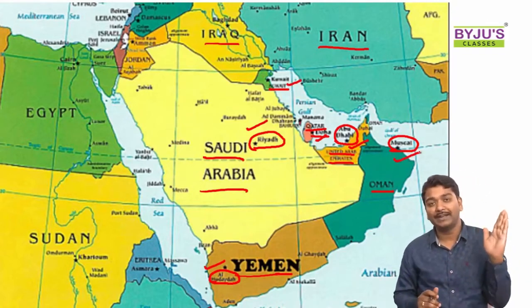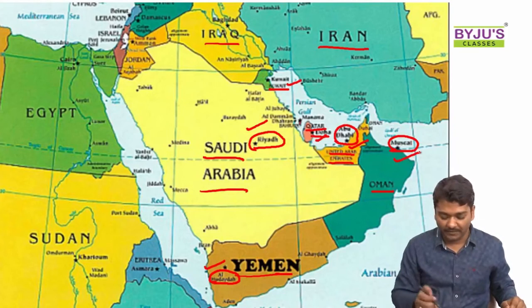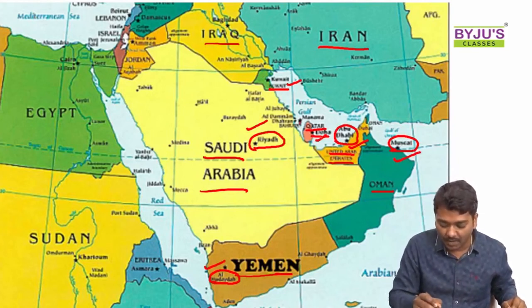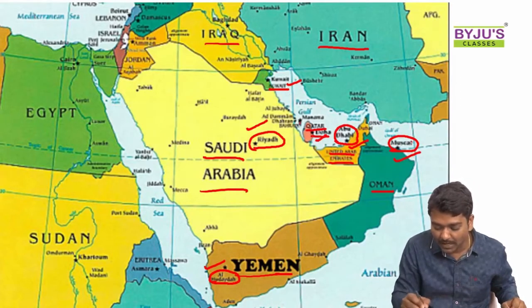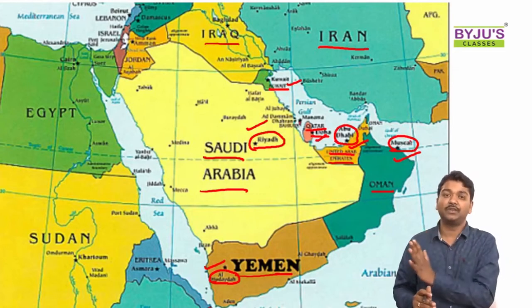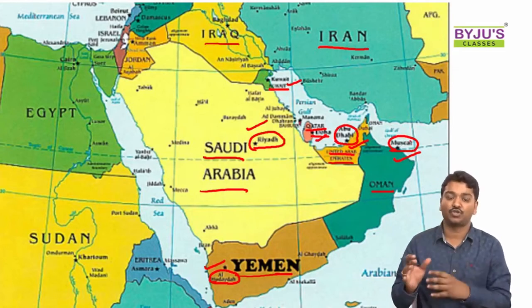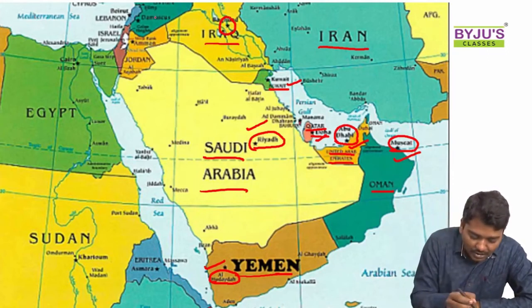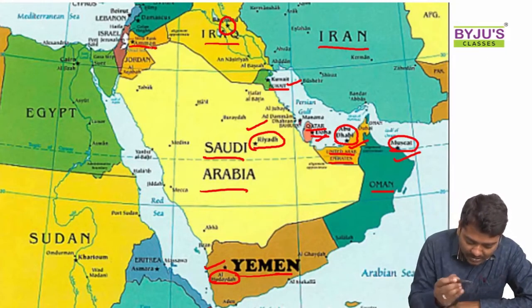So you need to write the names from left: Riyadh, and you have Kuwait, and then you have Doha, you have Abu Dhabi, and then Muscat. So this needs to be arranged properly. There can be a question on this, and they may also ask you about Iraq. In Jordan, Amman, they can actually ask you.